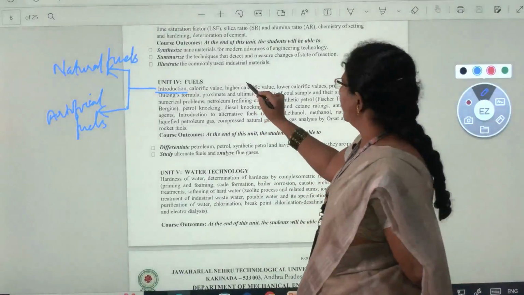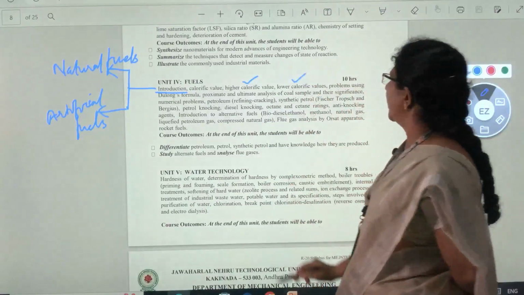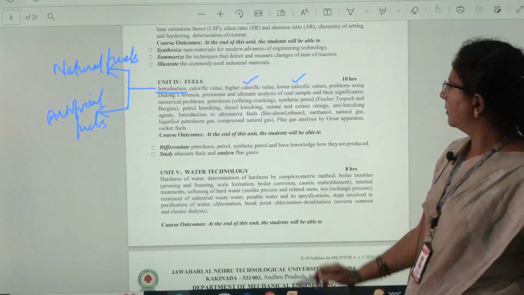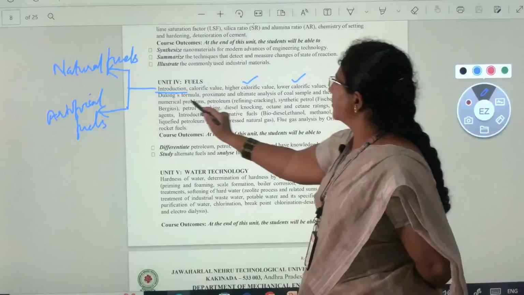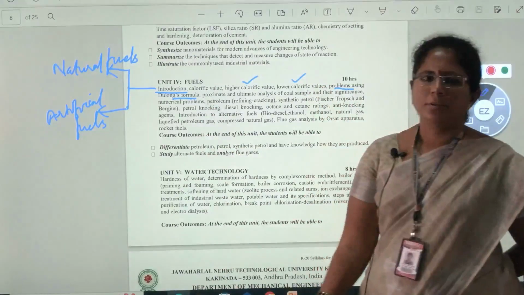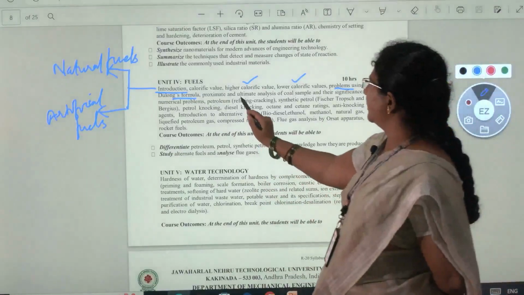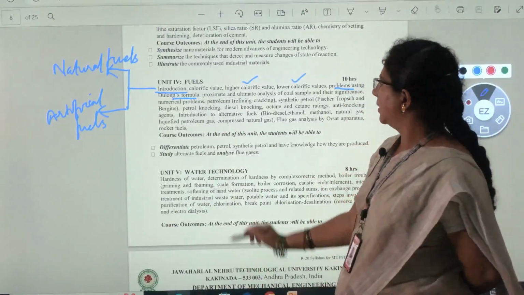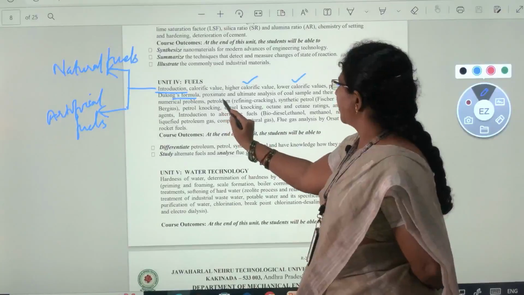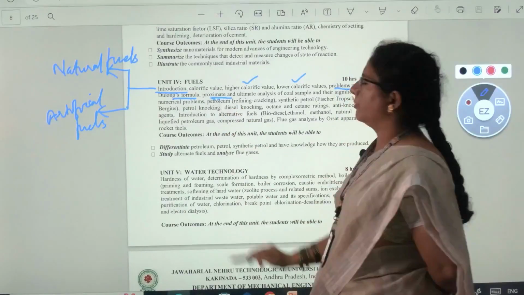In calorific value, we will discuss higher calorific value and lower calorific value, and we will practice some problems using the Joule formula. So the Joule formula is used to calculate the calorific value of a fuel. And next we will discuss the proximate and ultimate analysis of a coal sample.